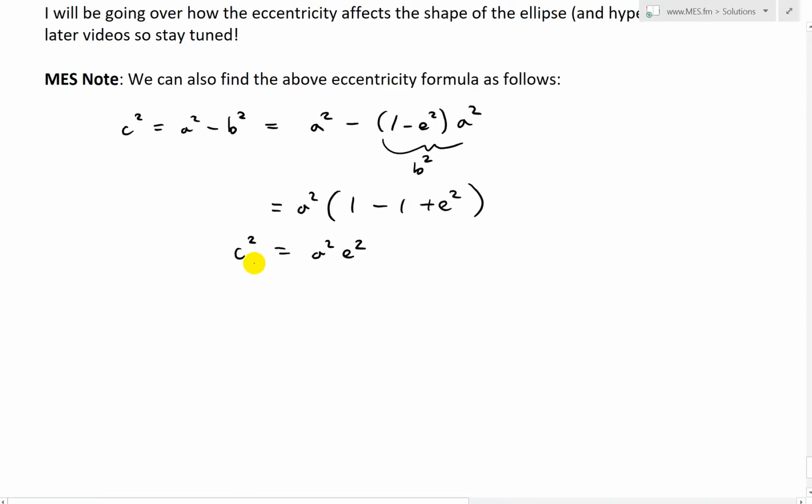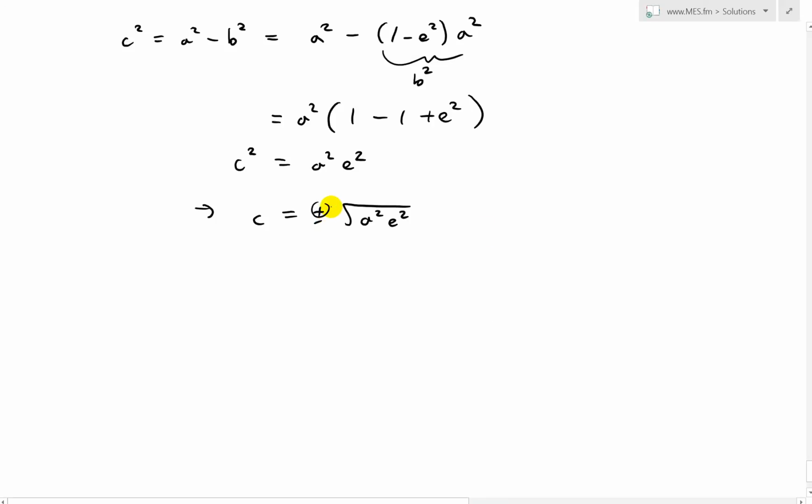And now we can just square root both sides, so we get c equals plus or minus the square root of a squared e squared. We only want the positive side, positive c for convention. So c equals a e, and then moving the a over to this side, we get e equals c over a.